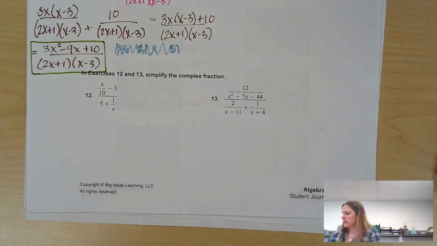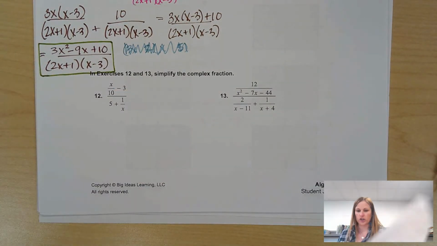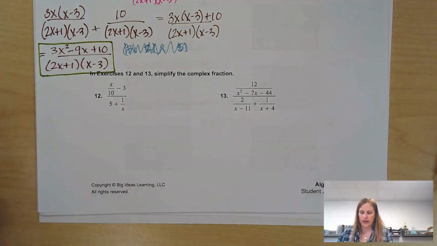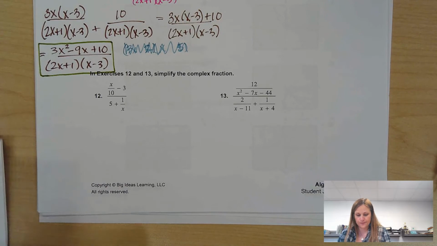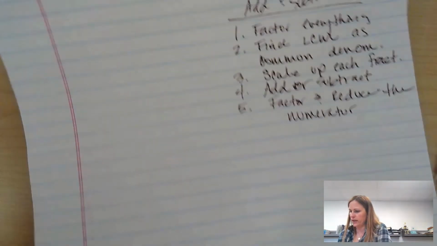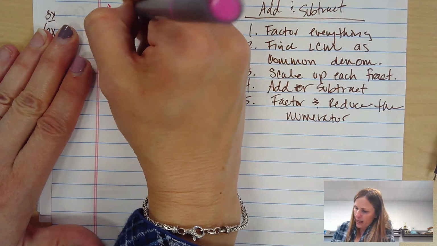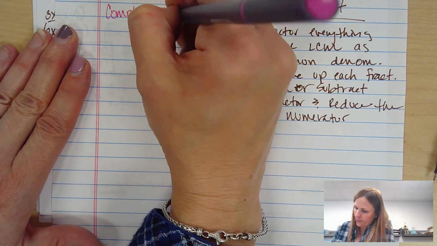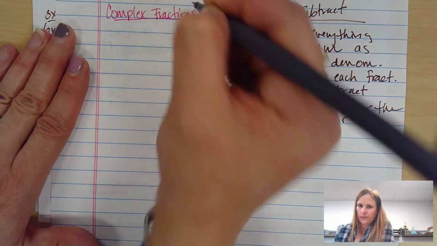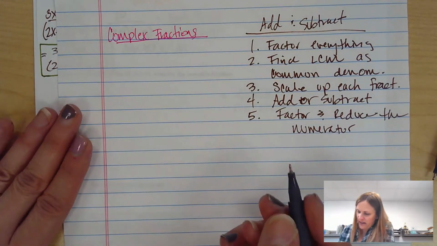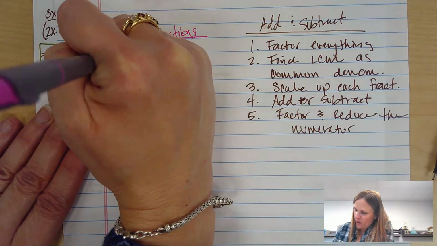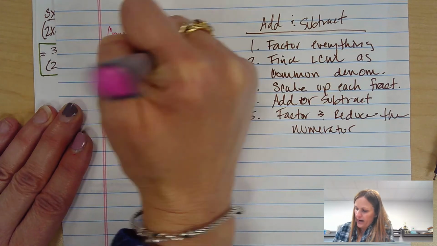All right, let's do some complex fractions. There is not enough room on this paper for complex fractions, so I encourage you to go grab some paper because it just gets a little sloppy. So I'm going to write down the rules for complex fractions in case you care. All right, so number 1, just like the other one, factor everything.